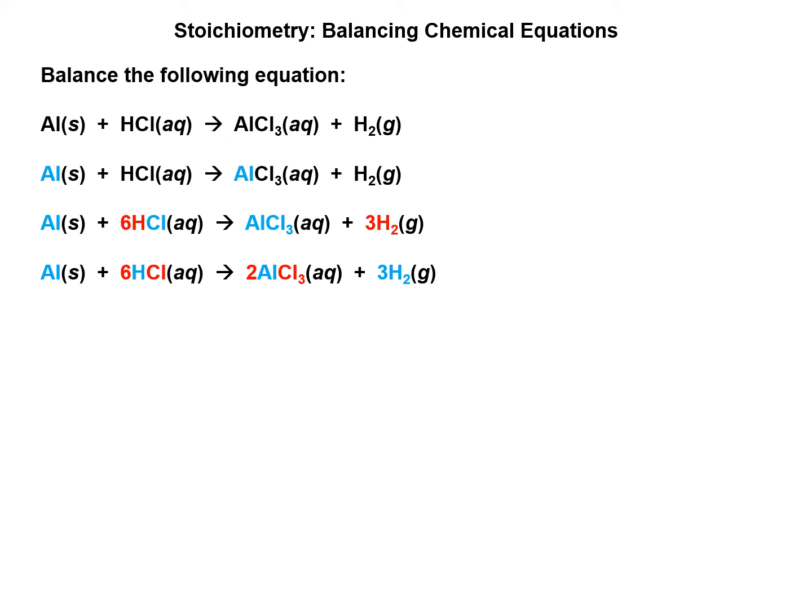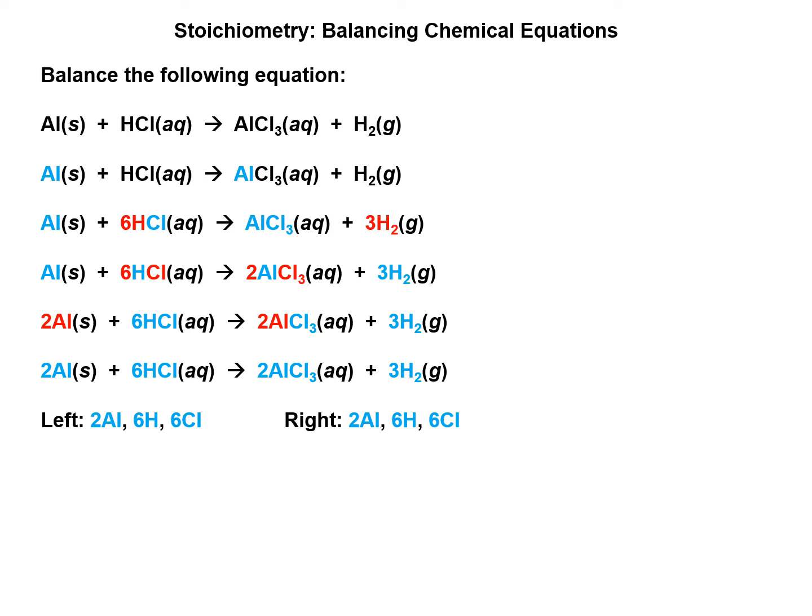We then look at the chlorides again. We have 6 chlorides on the right, so we have to add a 2 coefficient in front of the aluminum trichloride. Now we have 6 chlorides on the left and the right. We then go to look at the aluminum. Since we added 2 aluminums to the right of the equation, we have to go back and add 2 aluminums to the left. So we balance the aluminums out.